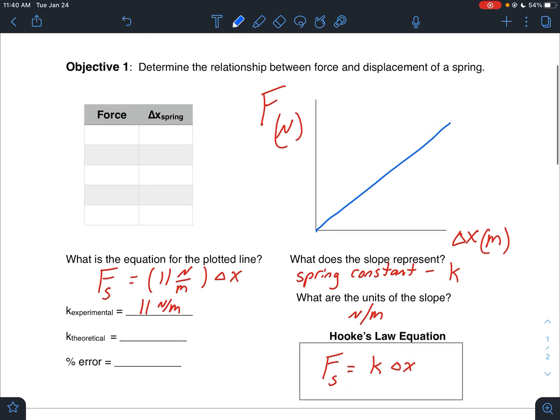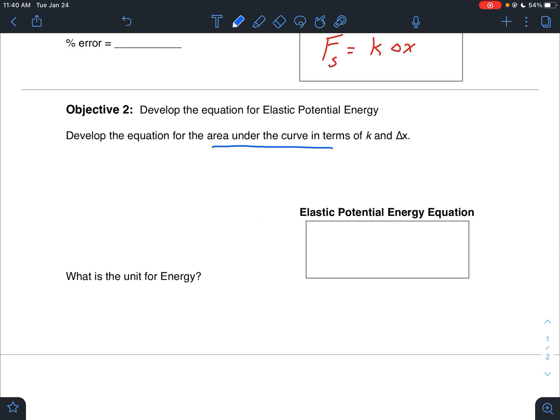So here we have our graph from part 1, where it's the force of the spring versus displacement. So we're going to look at this area under here. So we see that is a triangle. So we're going to take the area of a triangle, which is going to become our elastic potential energy. So in our math language, 1/2 base times height is the area of our triangle, but we need to convert that to physics.